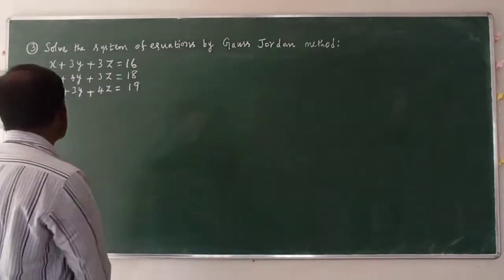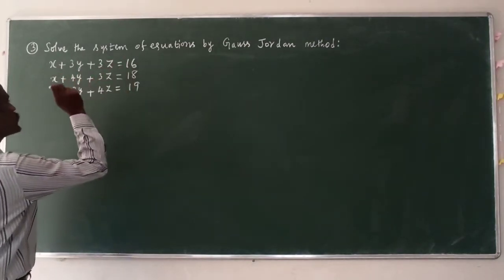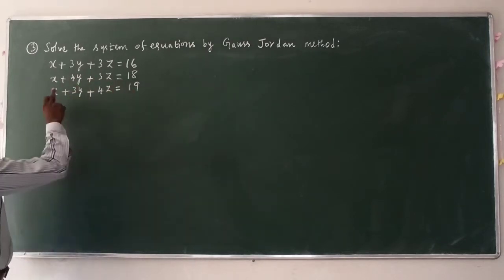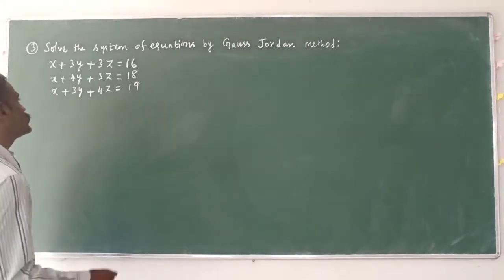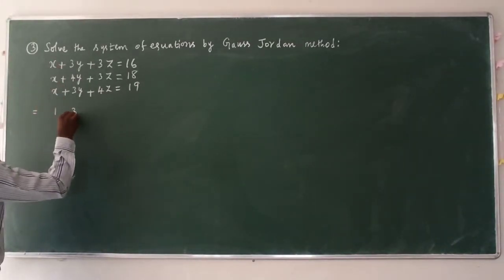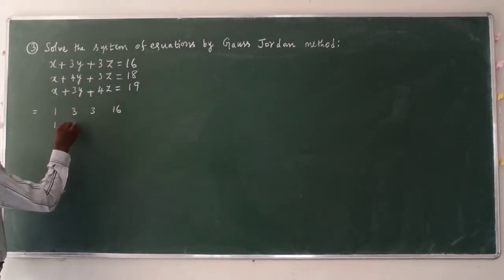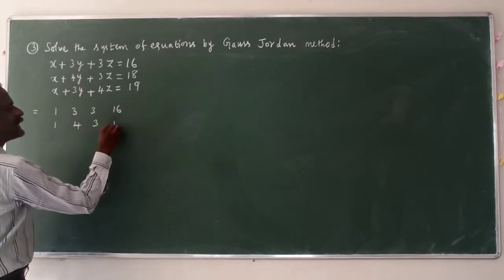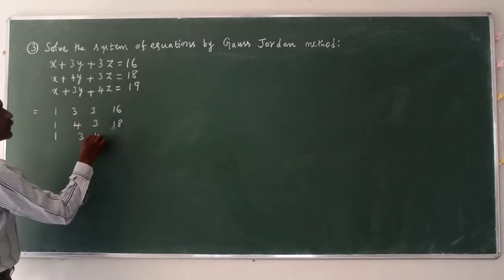The given third sum is x plus 3y plus 3z equal to 16, x plus 4y plus 3z equal to 18, and x plus 3y plus 4z equal to 19. Now we can write the augmented matrix like this: 1, 3, 3, 16; 1, 4, 3, 18; and 1, 3, 4, 19.